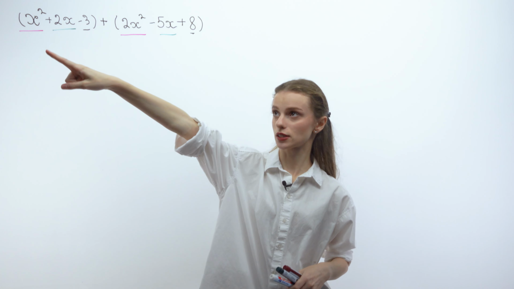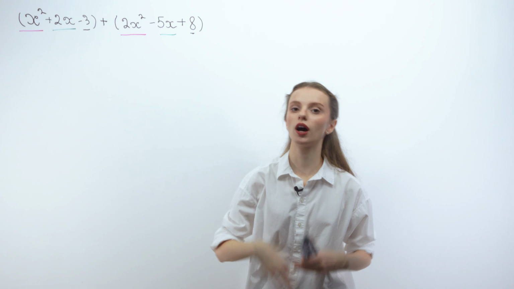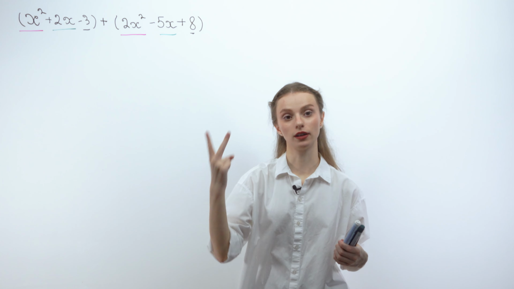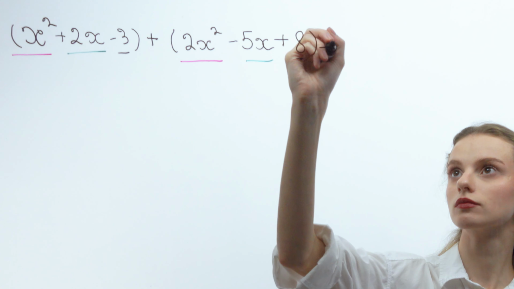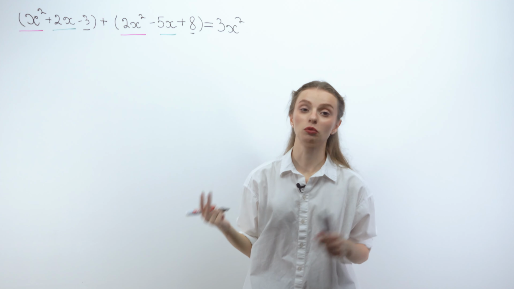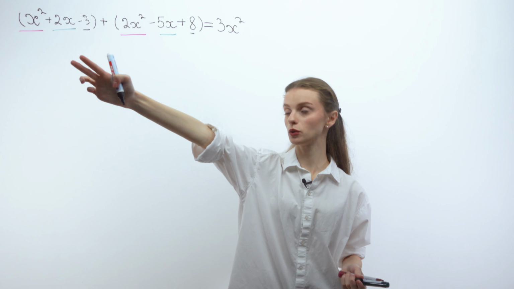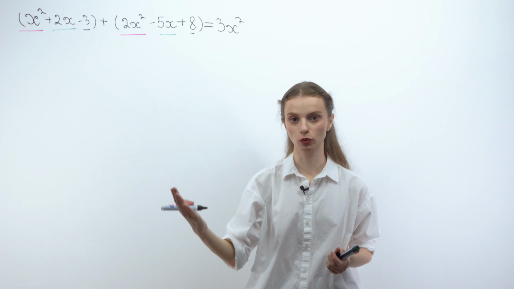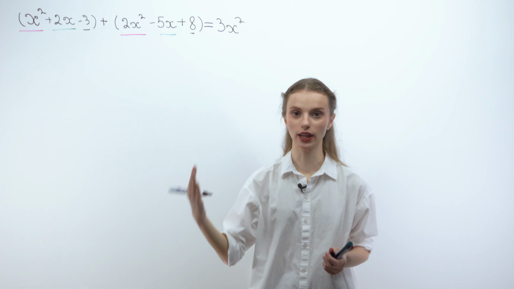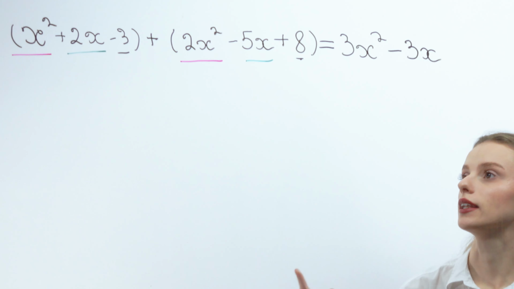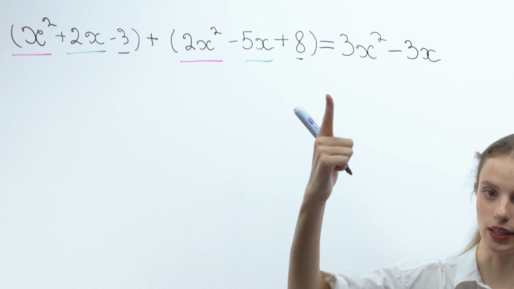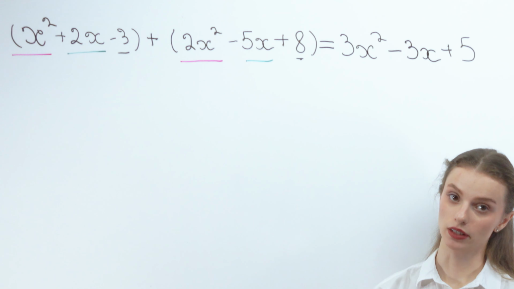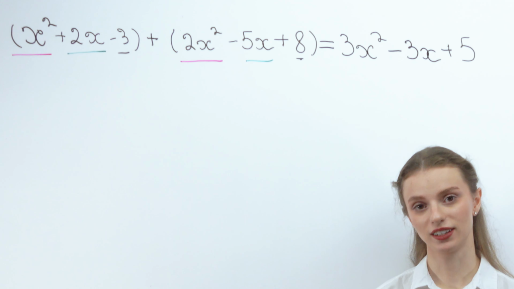So how many x squares do I have now? I had 1x squared, I added another, and the third one. So I have 3x squared. Now, how many x's do I have? I have 2 x's, and then I subtract 5 x's. So 2 minus 5 is negative 3x. Do not forget about x's. And then I have negative 3 plus 8. So 8 minus 3 is 5. And 3x squared minus 3x plus 5 is your final answer.